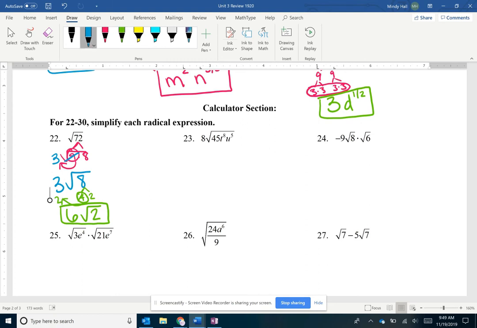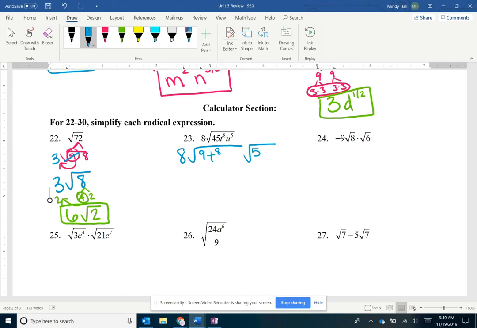So for number 23, we need to break down this 45 and a and t and u to the 5th. So I'm going to do it this way. We're going to have one radical where I know I have to simplify stuff and one where I know I don't. So with 45, that would break into 9 times 5. And 5 I can't do anything with, but 9's a perfect square. But then t to the 8th, that's an even number, and I have an even index, so I can leave all of those in there.